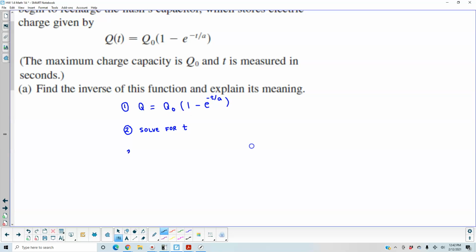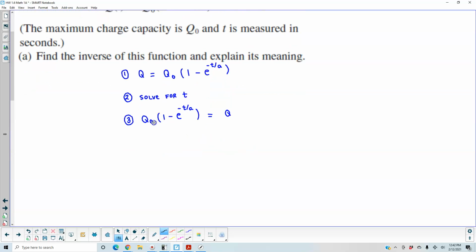So in part A, we're going to rewrite this as q subscript 0 on the left side times 1 minus e to the power of negative t over a, and that's going to equal q. So now we're going to solve for t. The first thing we can do is divide by q subscript 0. So we have 1 minus e to the negative t over a, and that's equal to q divided by q subscript 0. They're not the same thing.